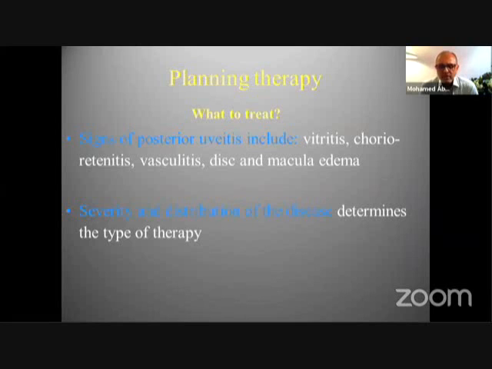So the next station: once you decide that we are considering the immunosuppressive therapy, you need to ask yourself what to treat and when to treat it. So what to treat, as Dr. Adina has just told us, the signs of inflammation are vitritis, choroidal vasculitis, disc and macular edema. The severity of these signs would determine the type of therapy.